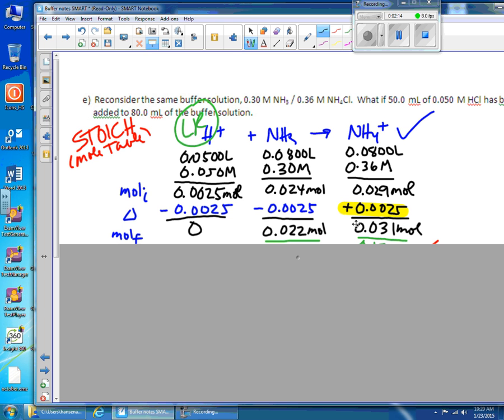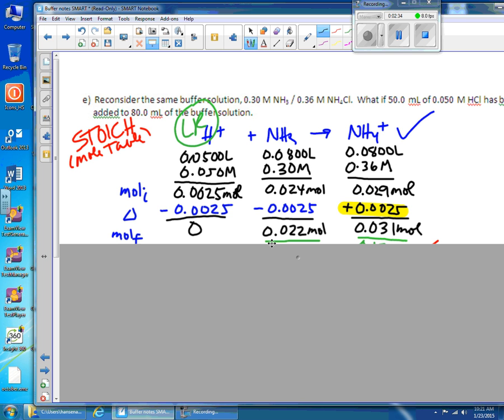I will tell you that this is one of the most common mistakes, that people just go crazy with the subtract, and then they subtract again. But if the H+ and the NH3 both go down, then the NH4+ has to go up. All right, so these are my final mole values. Of course, the H+ is 0. NH3 went down just a little bit, NH4+ went up.